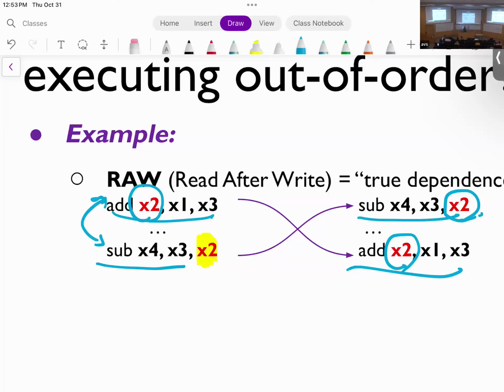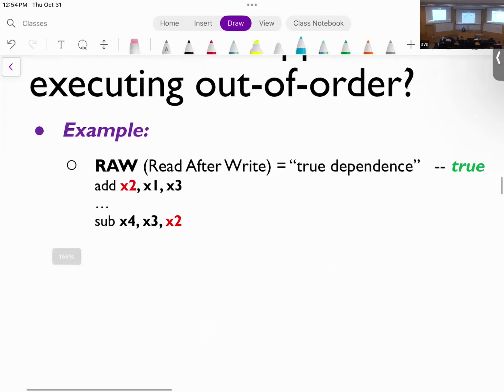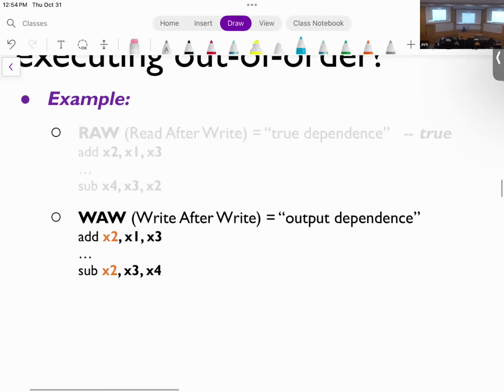This is what we call true dependence. This is still a RAW data hazard. It existed in my pipeline design, and it still exists in my out of order design. So I have to be very careful about this. I should prevent such things from happening. I'm going to later show how we're going to do that. So the RAW data hazard exists, and we have to fix it. But let's talk about the other options.